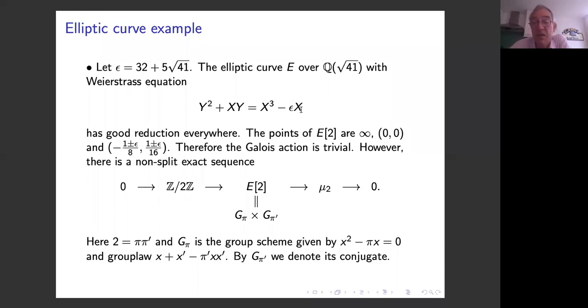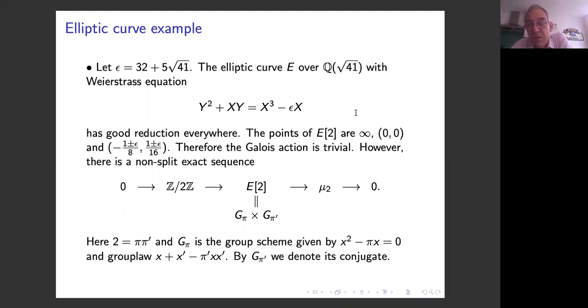So let's look at the two torsion points. There are 4 of them. Here you have the 4 points. And the Galois action is trivial, because epsilon is in the base field, in Q(√41). And you see, in elliptic curves, the neutral element is always at infinity, so you don't see it in this equation.